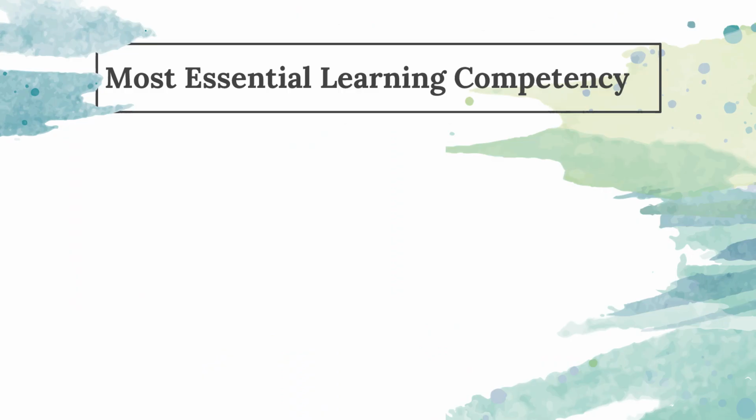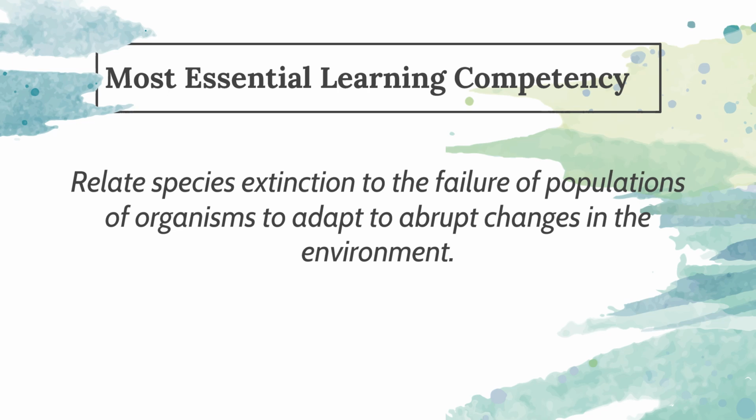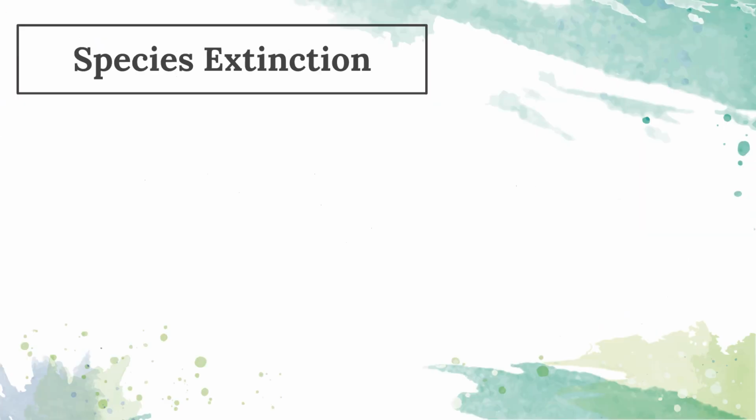This particular topic will cover the most essential learning competency, and this is to relate species extinction to the failure of populations of organisms to adapt to abrupt changes in the environment. Let us begin with species extinction.